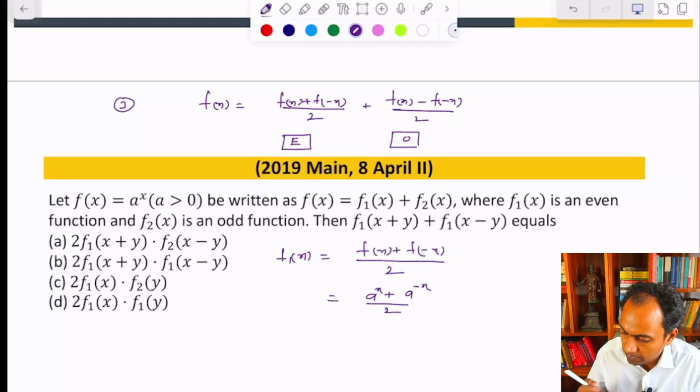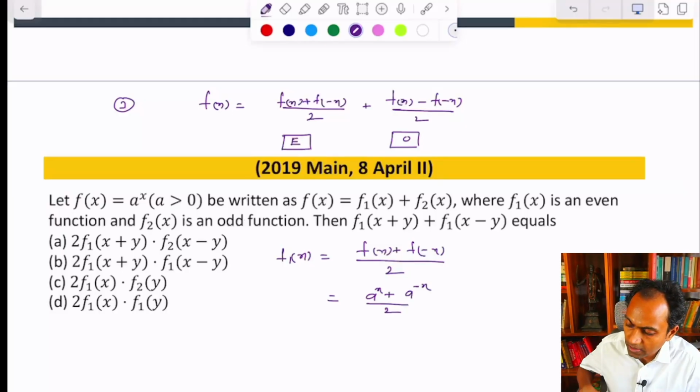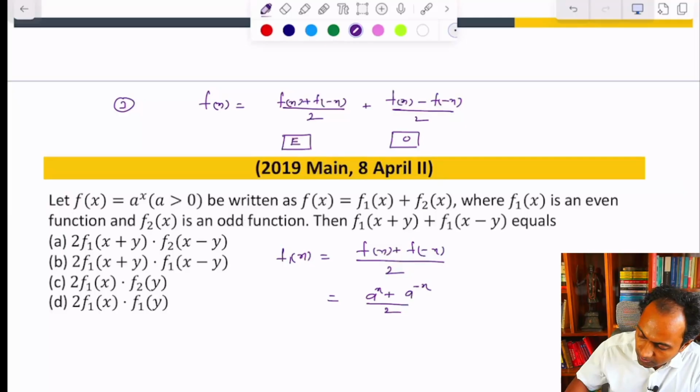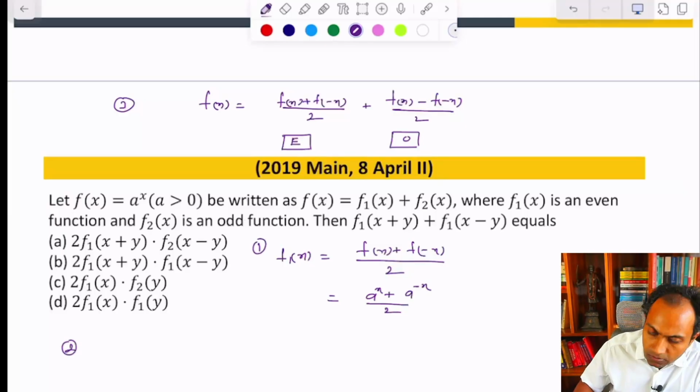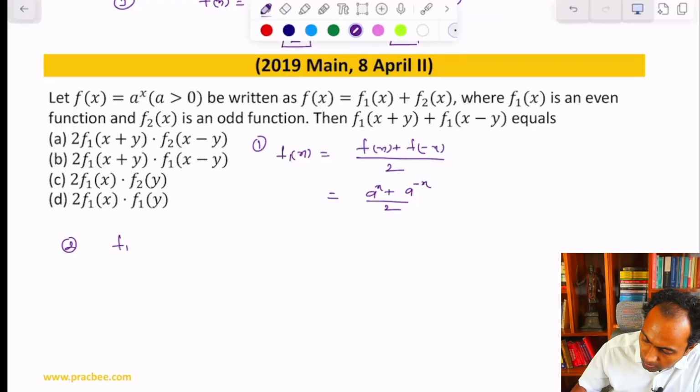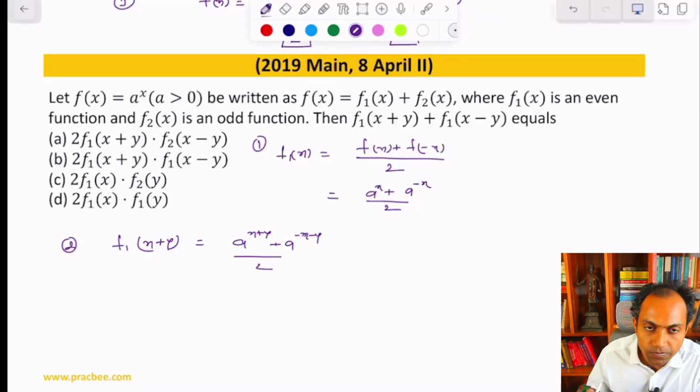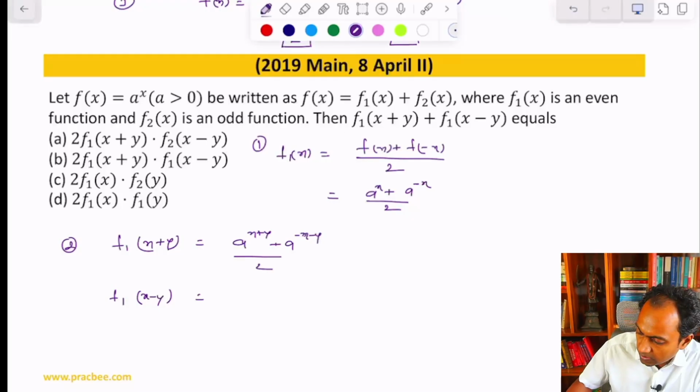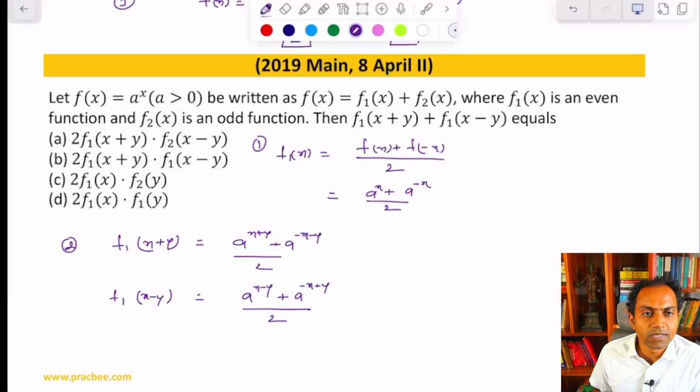Now once you have got this, what they are saying is if you are writing f1 of x plus y, this is the first part. In the second part, if I write down f1 of x plus y, it would be a raised to the power x plus y plus a raised to the power minus x minus y divided by 2. Whereas if we write f1 of x minus y, it will become a raised to the power x minus y plus a raised to the power minus x plus y divided by 2. Now they are saying that it is equal to which of the following two expressions that is given to us.